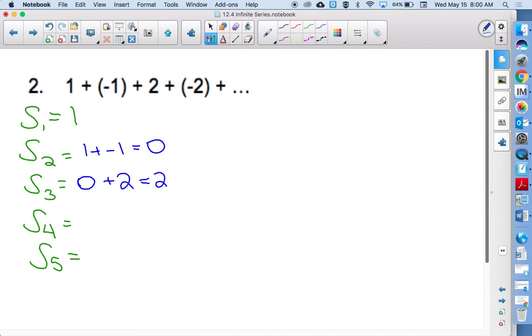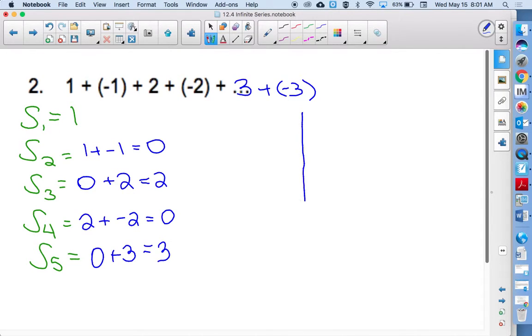And then I take that sum and add the fourth term, which is -2. And I'm back down at 0. And then I would have a 3 and a -3 as my next numbers. So again, I'm taking 0, adding the fifth term, and I get 3. So I could continue this, but we have to find 5. We could find 10, we could find 20.